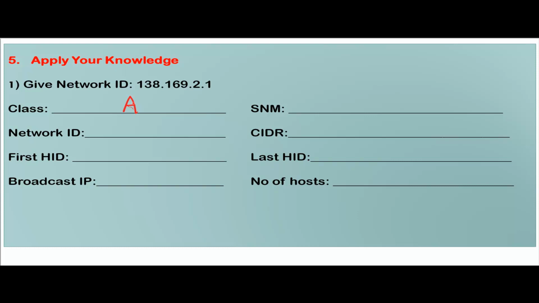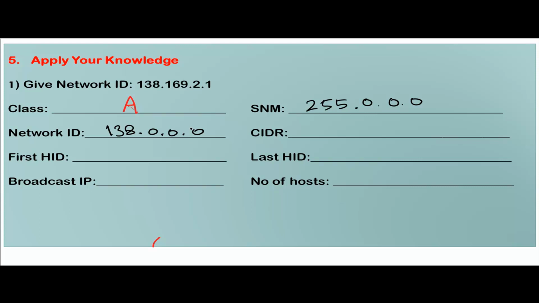Then, what is a subnet mask? The subnet mask is 255.0.0.0. So this is our default subnet mask. Then network ID. What is a network ID? You have to keep only the network part, the remaining things we can make 0. So in that case, 138.0.0.0. So this is our network ID.